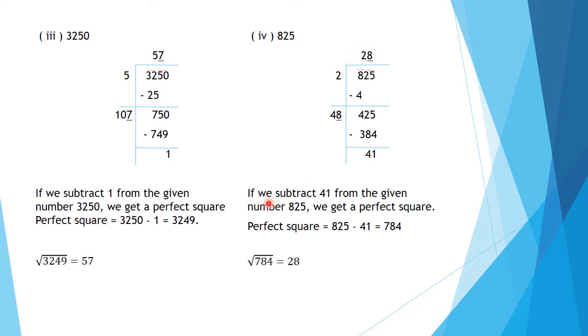So we may write the step as: if we subtract 41 from the given number 825, we get a perfect square. What is the perfect square we get? From the given number, you subtract this remainder. 825 minus 41 is equal to 784. Okay, and one more line: the square root of 784 is equal to 28. That 28 we have got here as the quotient. Okay children. And now question number 5 you have to do as homework. Okay children.